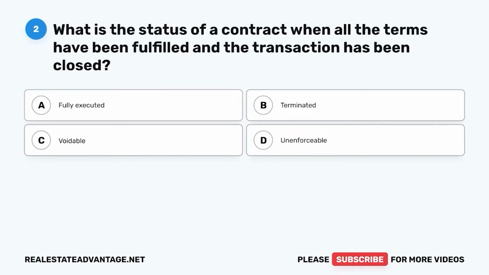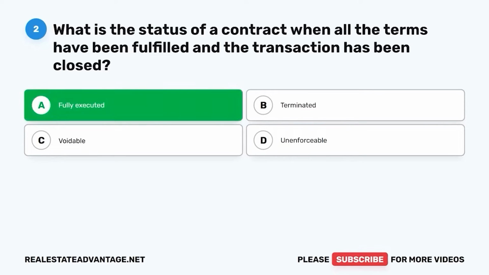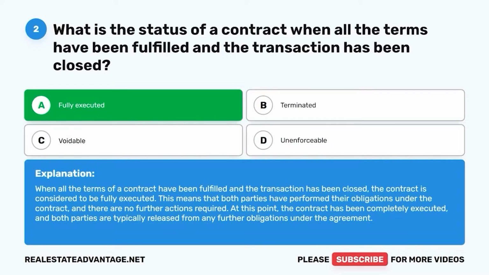Question 2. What is the status of a contract when all the terms have been fulfilled and the transaction has been closed? A. Fully executed. B. Terminated. C. Voidable. D. Unenforceable. The correct answer is A. Fully executed. When all the terms of a contract have been fulfilled and the transaction has been closed, the contract is considered to be fully executed. This means that both parties have performed their obligations under the contract and there are no further actions required. At this point, both parties are typically released from any further obligations under the agreement.